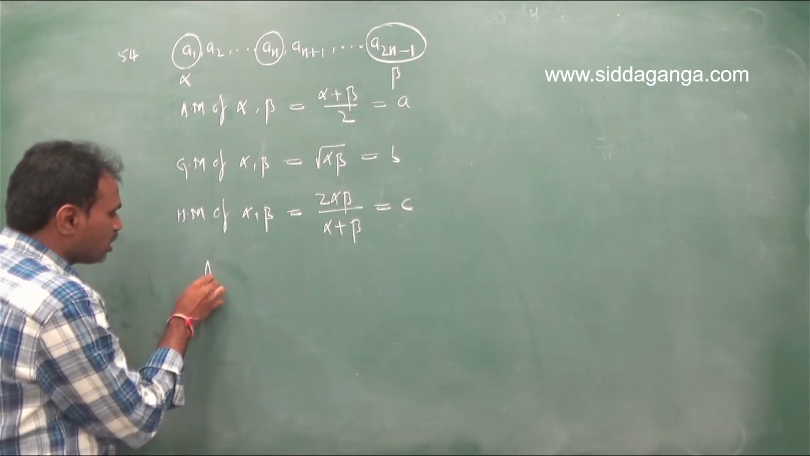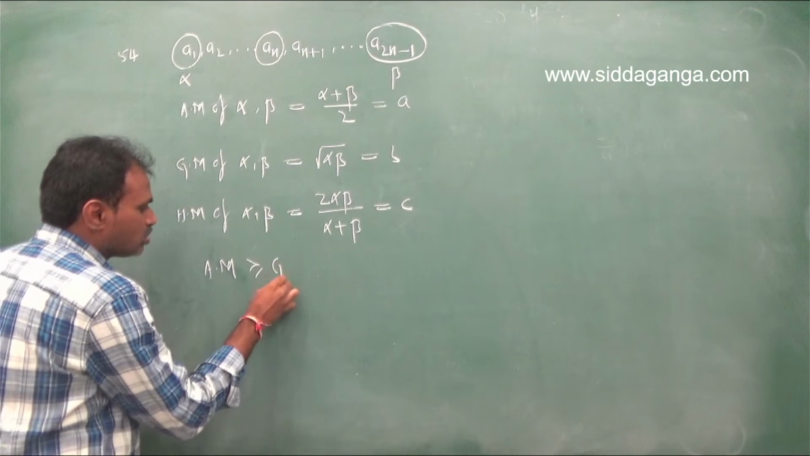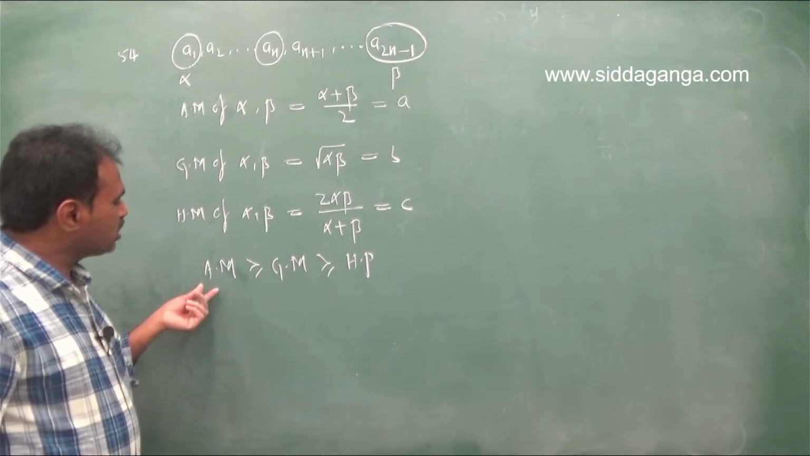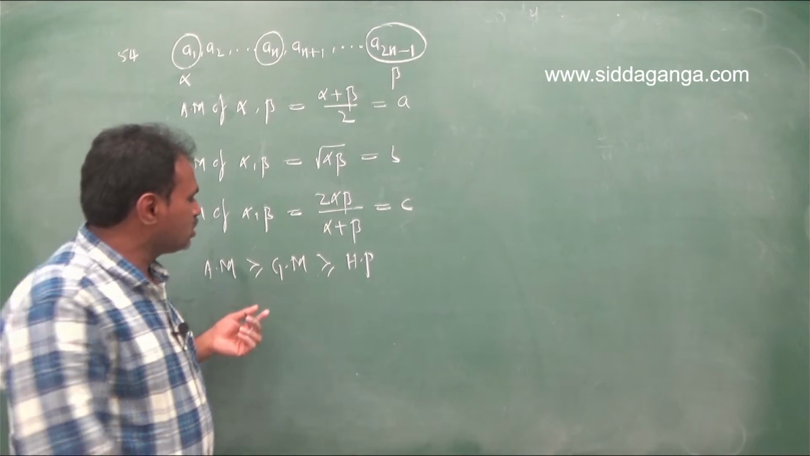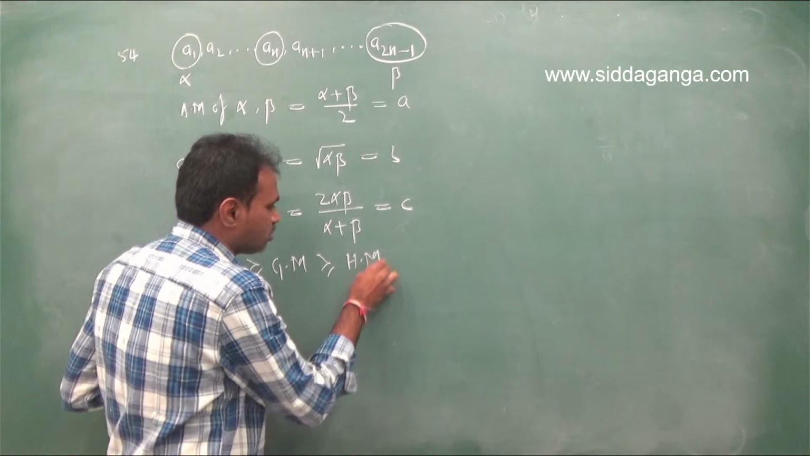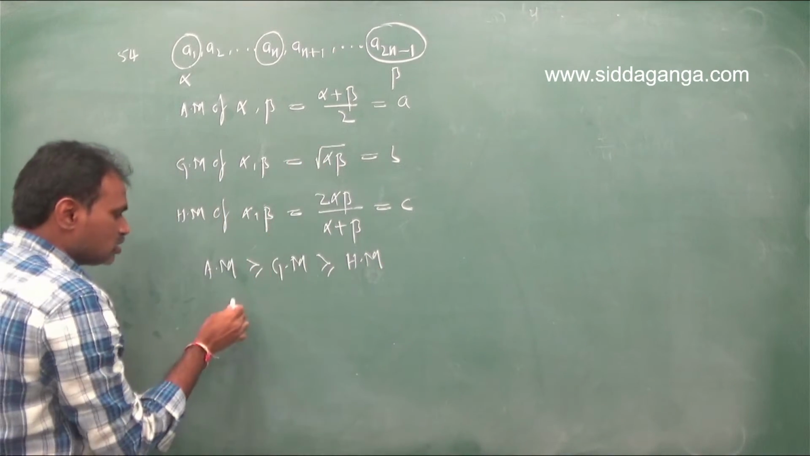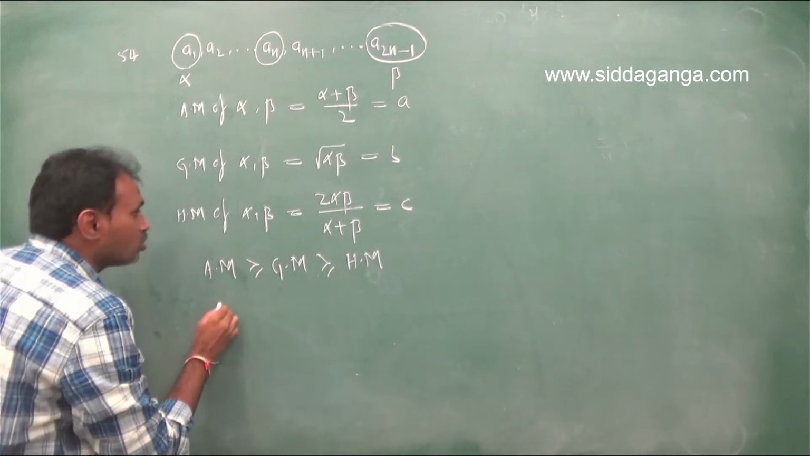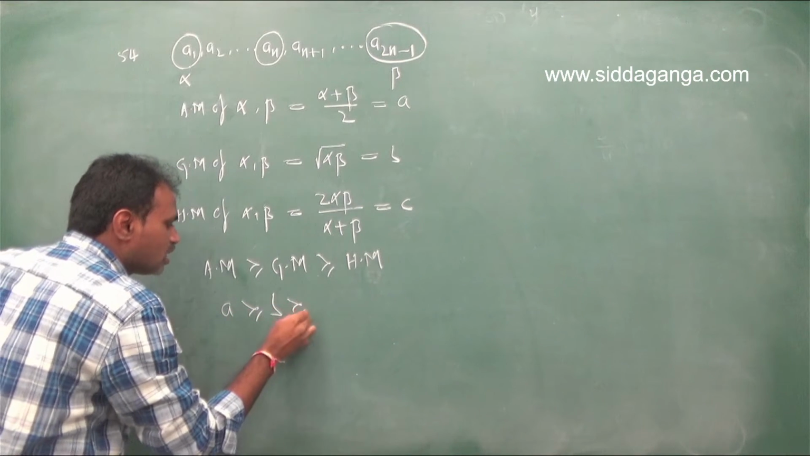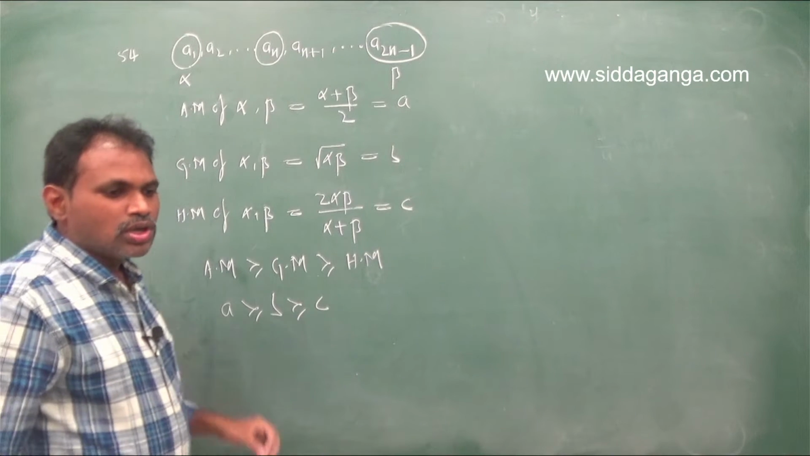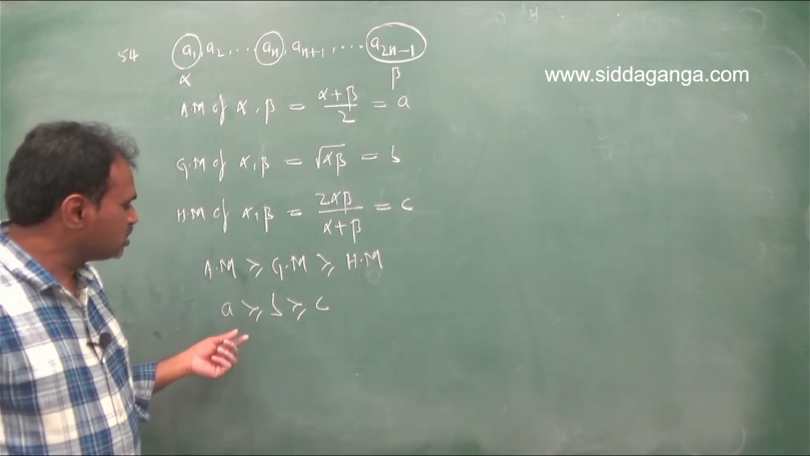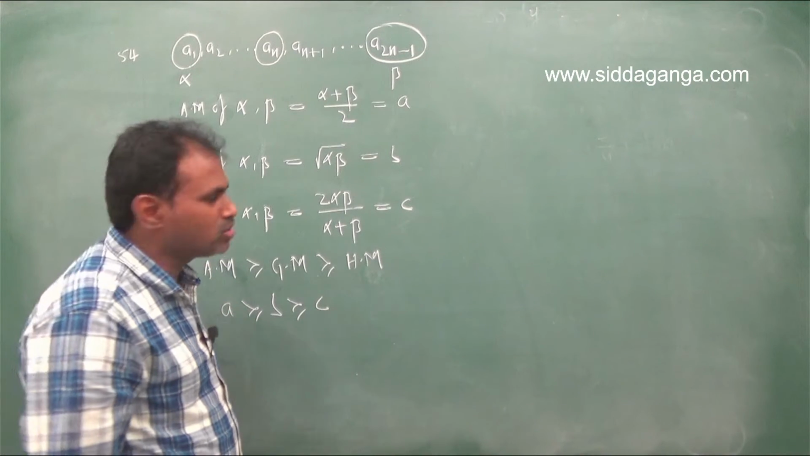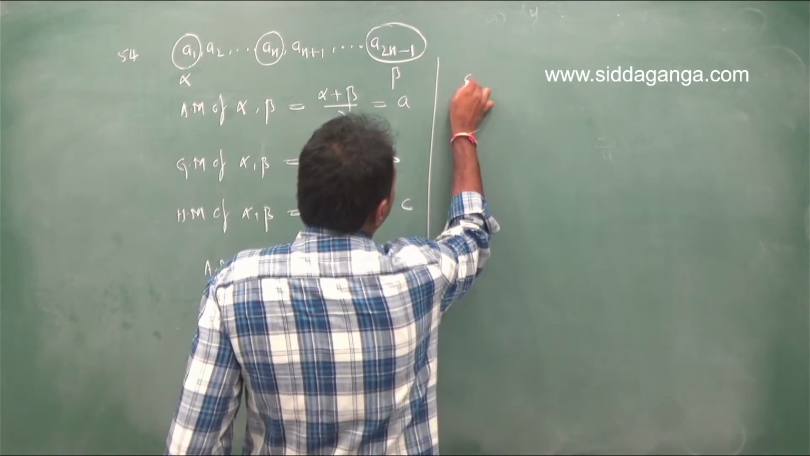We already know the arithmetic mean is always greater than or equal to the geometric mean, which is always greater than or equal to the harmonic mean. Clearly the arithmetic mean is a, the geometric mean is b and the harmonic mean is c. Therefore a is greater than or equal to b, which is greater than or equal to c. If you observe the options, the third option a greater than b greater than c satisfies this. One more condition is given: ac minus b square equals 0.